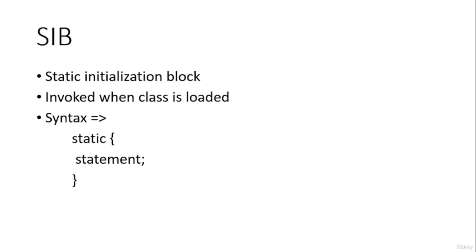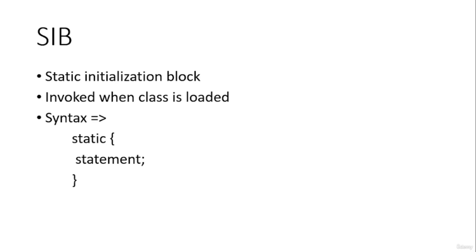One thing we need to know about SABs is that SABs are invoked when the class is loaded into memory. So we don't need to create an object in order to invoke SABs, whereas IABs are invoked when we create an object, and SABs are invoked when the class is loaded into memory.